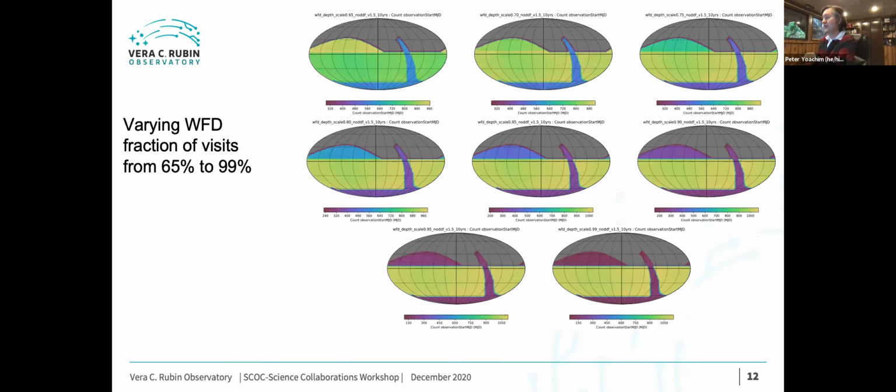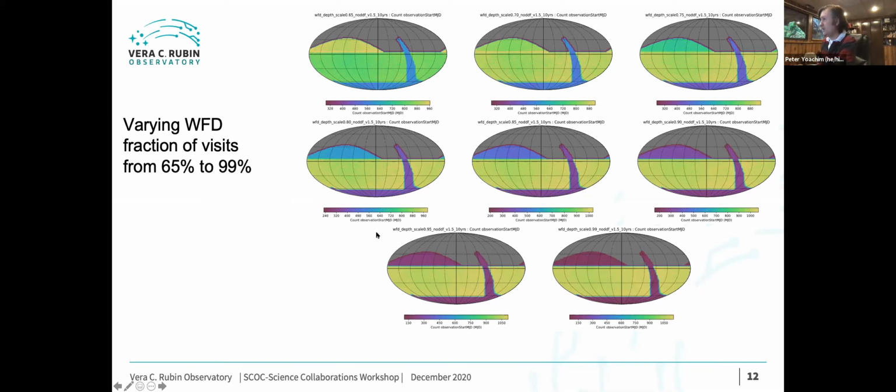We also varied how much time we give to the wide, fast, deep from 65% of the total time up to 99% of the time. And so you can just see up here, it's a very starved wide, fast, deep that probably doesn't meet the SRD requirements, and just slowly cranking up to where we're very much starving the North Ecliptic Spur and the Galactic Plane, and almost all the time is spent on the wide, fast, deep region, getting up kind of over 1,000 visits over the 10 years rather than the usual 825.